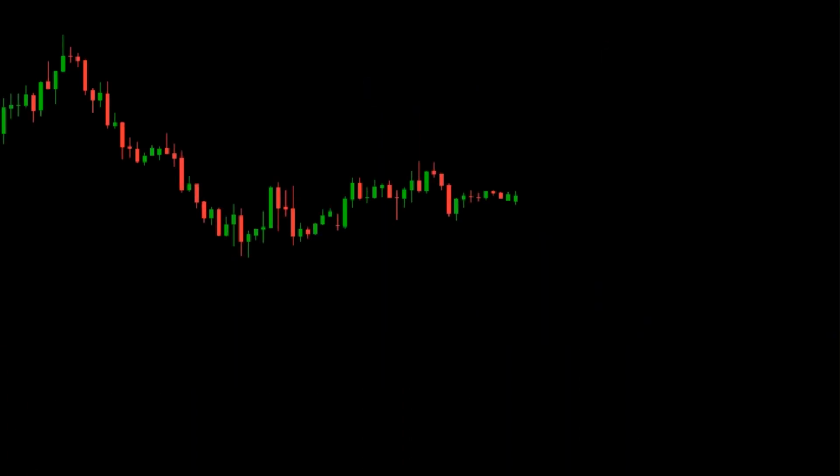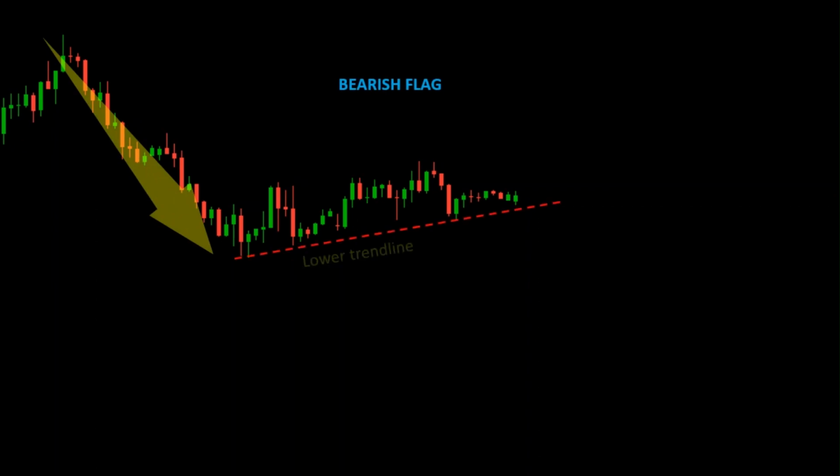In this next chart, we can clearly identify a bearish flag pattern forming during a sustained downtrend. After a strong downward move, known as the flagpole, the price enters a brief upward sloping or sideways consolidation, forming the flag. We wait for a confirmed breakout to validate the pattern.